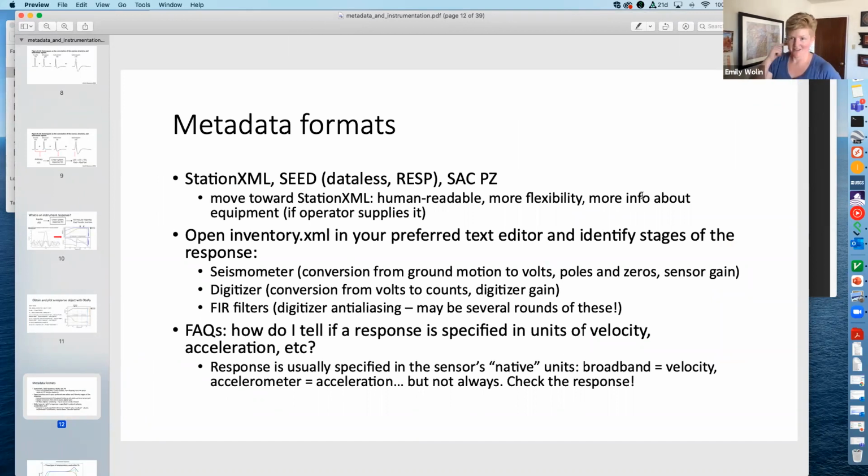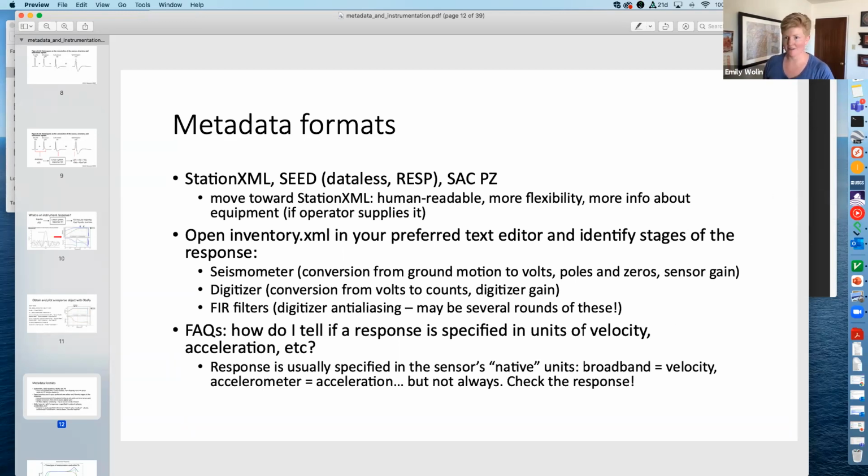Okay, so metadata formats. There are a lot of different ones out there. The one that you requested just now in this exercise is StationXML. You've probably heard of the SEED format, which you can get as a dataless SEED that contains only metadata, or a full SEED volume that contains both metadata and waveforms. You may have worked mostly with SAC PZ files. These are all different formats that have different applications. In general, the IRIS DMC, when they ingest the metadata that my networks produce, is moving towards hosting things in StationXML because it's human readable. We'll see that in a minute. It's very flexible. You can put a lot of information about equipment in there, assuming the operator wants to supply or publish it. So let's go ahead and look at a StationXML file.